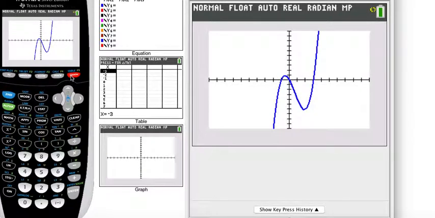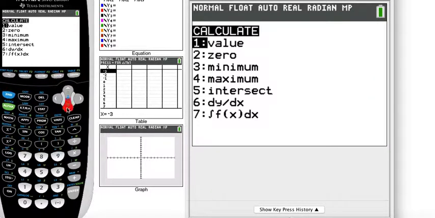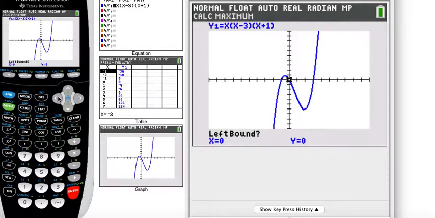So again, down and up just like we said it would. And so I'm going to go second calc to go ahead and find those local max and mins. I'm going to find my max here first. So I need to go down to maximum. And then I can use my right arrow here, go on the left side of the point that I want, hit enter. Use my right arrow, go on the right side of the point that I want, hit enter one more time, and it'll put it there.